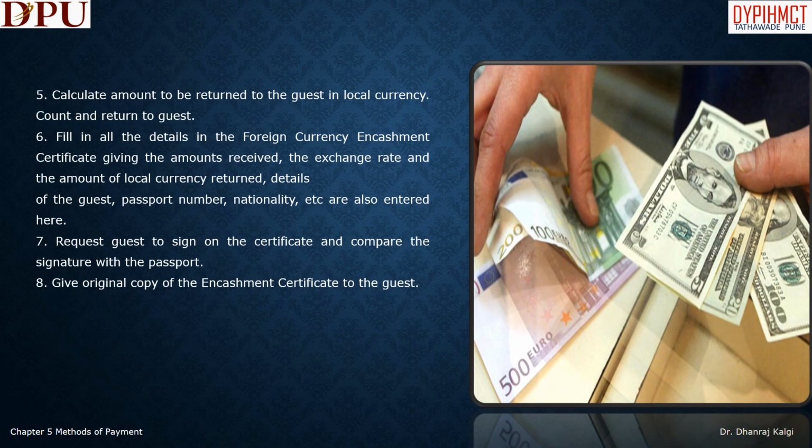Calculate amount to be returned to the guest in local currency. Count and return to guest. 6. Fill in all the details in the foreign currency encashment certificate giving the amounts received, the exchange rate and the amount of local currency returned. Details of the guest, passport number, nationality, etc. are also entered here.